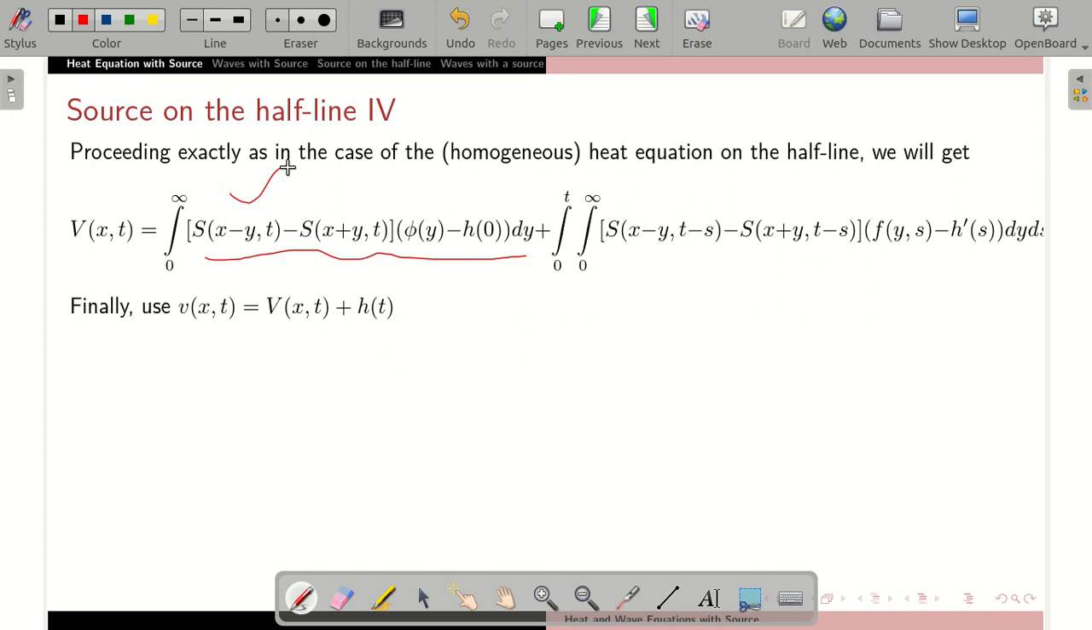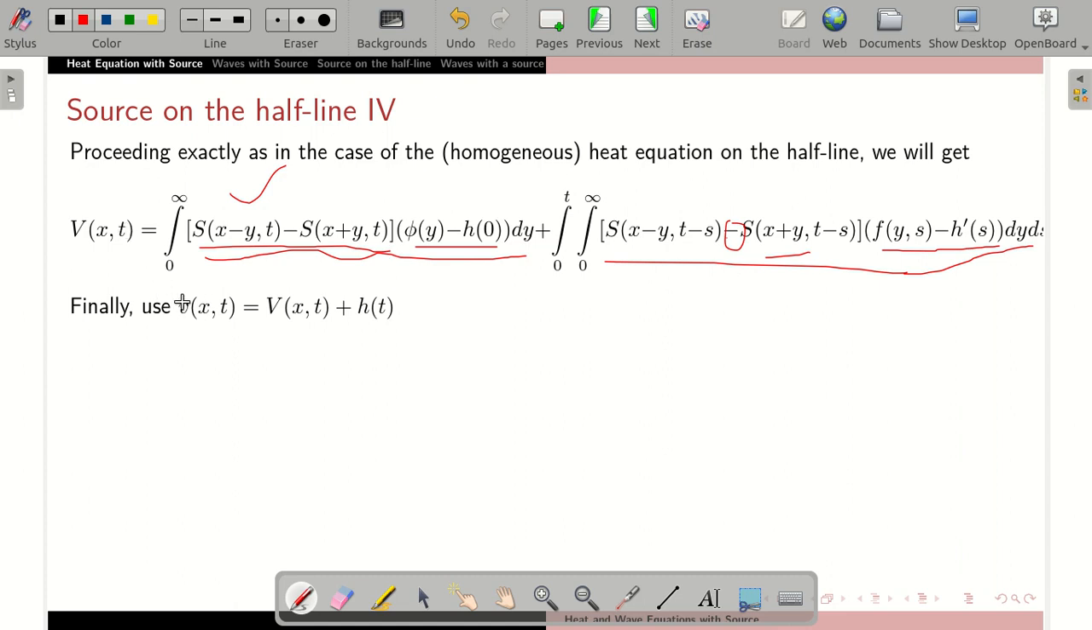We already solved the heat equation on the half line. So you got the formula there: S(x minus y, t) minus S(x plus y, t), the same formula, multiplied by phi(y) minus h(0). Then the double integral in the same manner: first term x minus y, second term minus x plus y, multiplied by f(y, s) minus h'(s), dy ds.